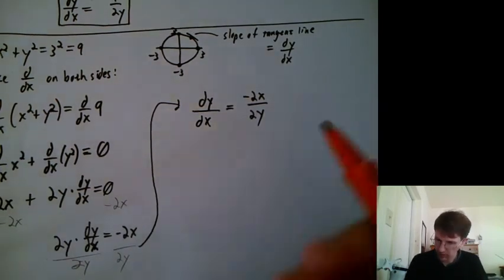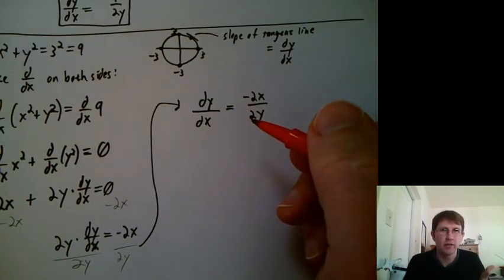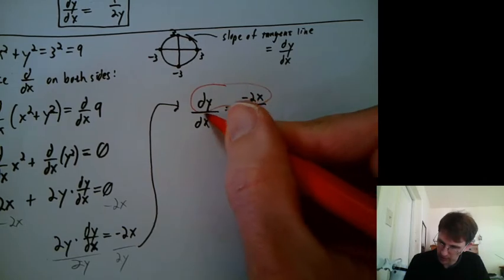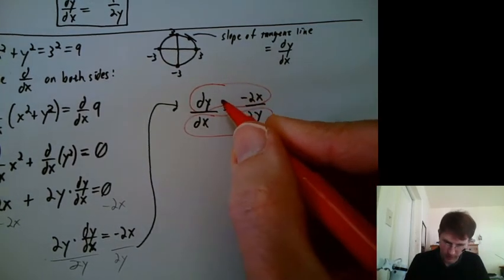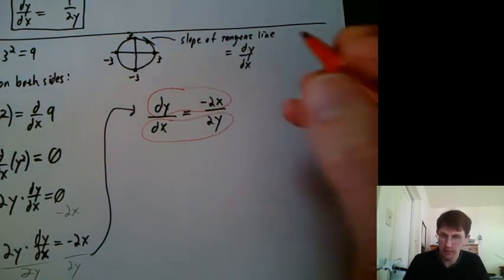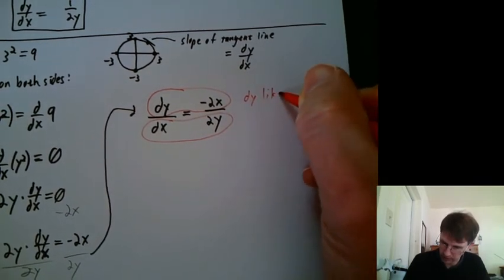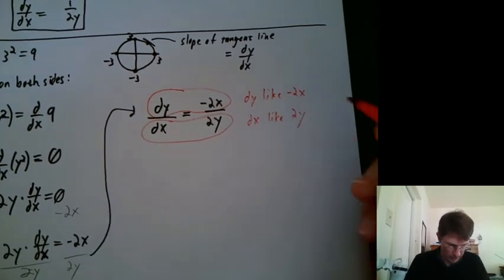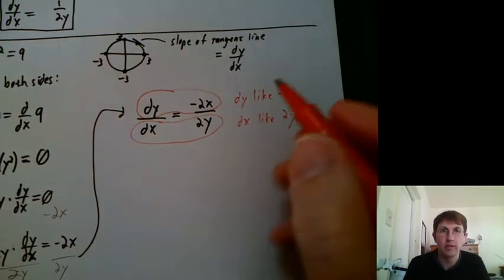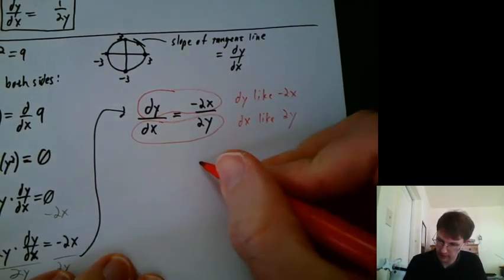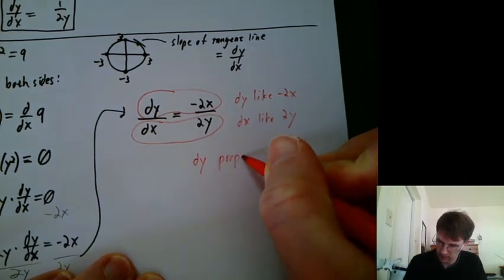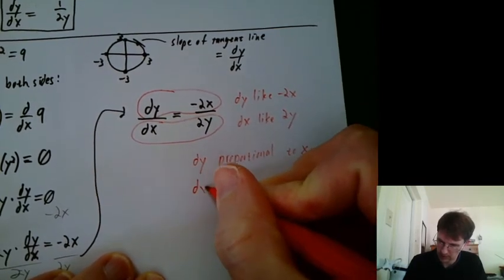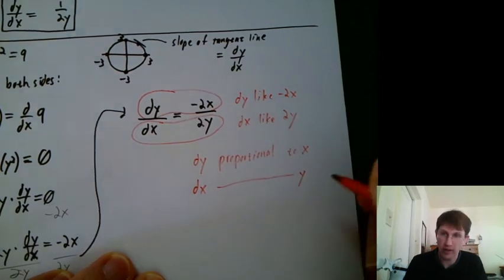But another way to look at it is, now you can't really do this with fractions formally, but informally it's fine. If I look at this top and this bottom, what do I see? I see dy is like negative 2x, and dx is like 2y, which is saying dy is basically proportional to x, and dx is proportional to y.